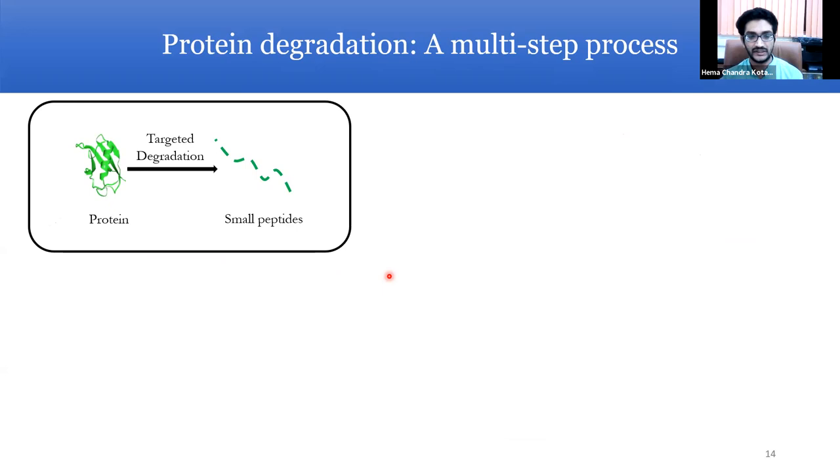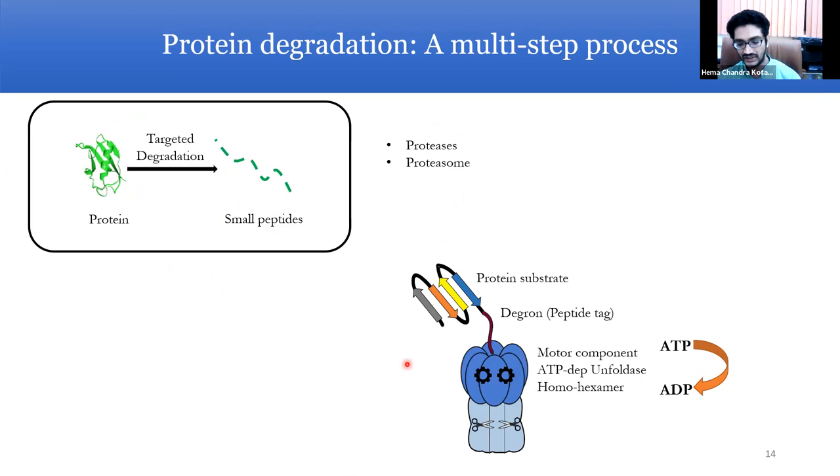I'm only going to talk about specific results where computational results would have been more helpful. As I mentioned, we are looking into a specific process called protein degradation, where a protein is degraded into small peptide molecules. This is carried out by two classes of enzymes called proteases and proteasomes. Both biology and chemistry depend on specificity.